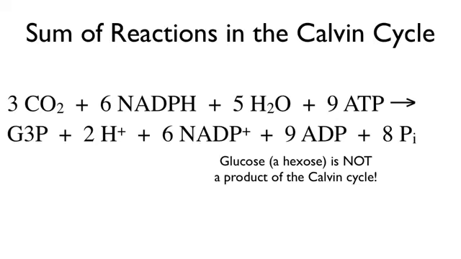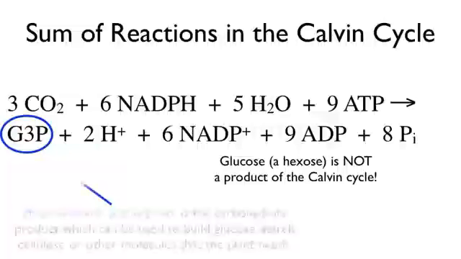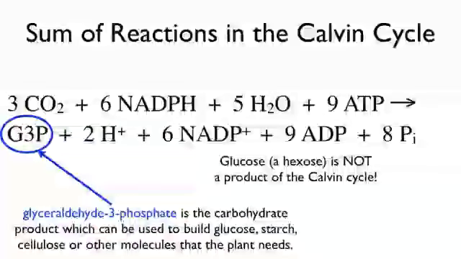Now, a lot of textbooks will say that glucose is the result of the Calvin cycle, and that's actually not true. What you're making is G3P, glyceraldehyde 3-phosphate. That is actually the carbohydrate that gets made, and that will be used to build glucose, or it could be incorporated into storage molecules like starch, structural molecules like cellulose, or anything else that the plant needs.